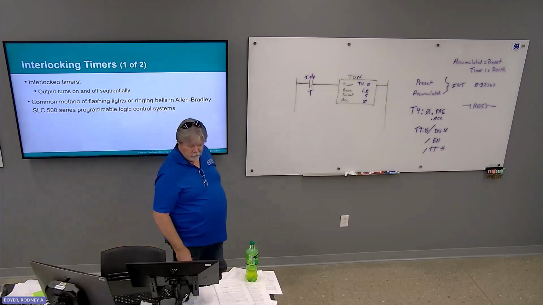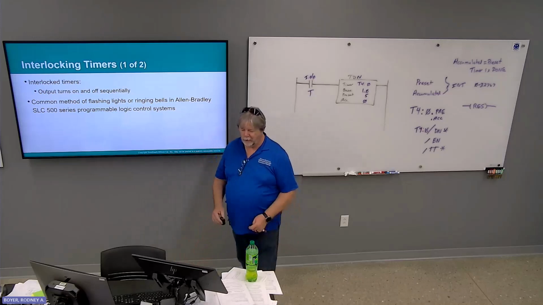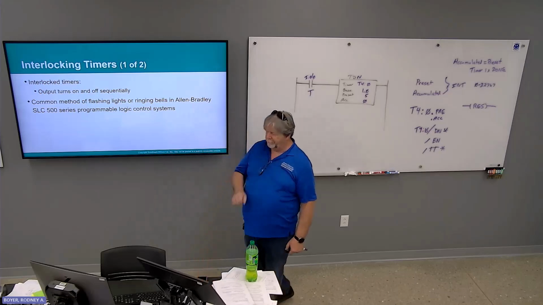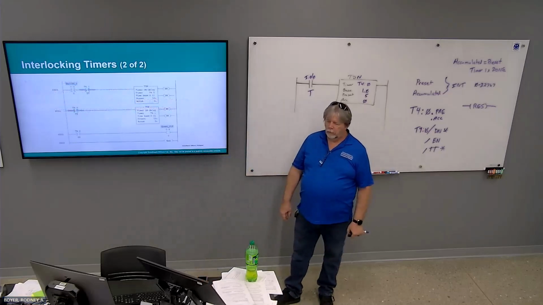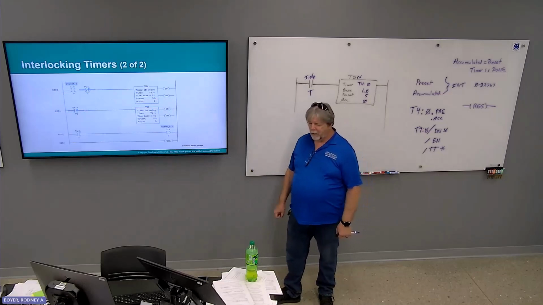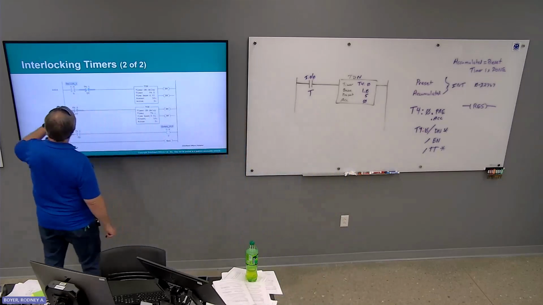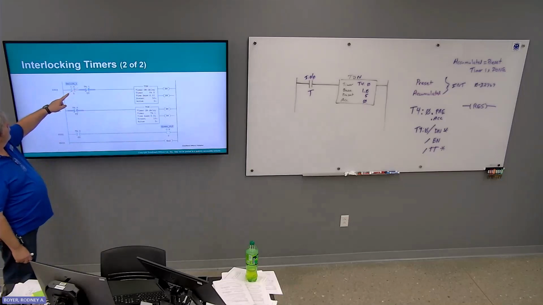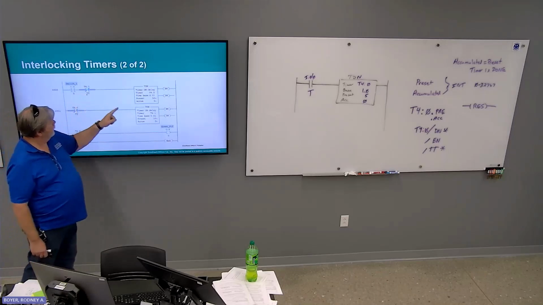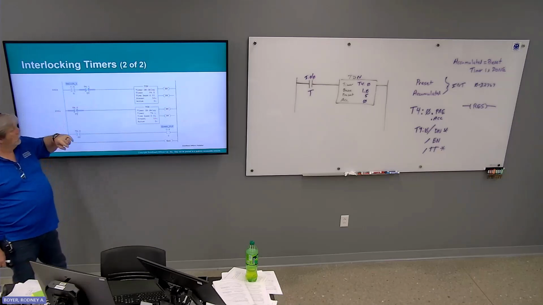Interlocking timers on and off sequentially. Common method of flashing lights, ringing bells, that sort of thing. So is that big enough for you guys to see? So you close switch number 1. That's going to evaluate as true, while timer T4:1 is not timing, XIO.